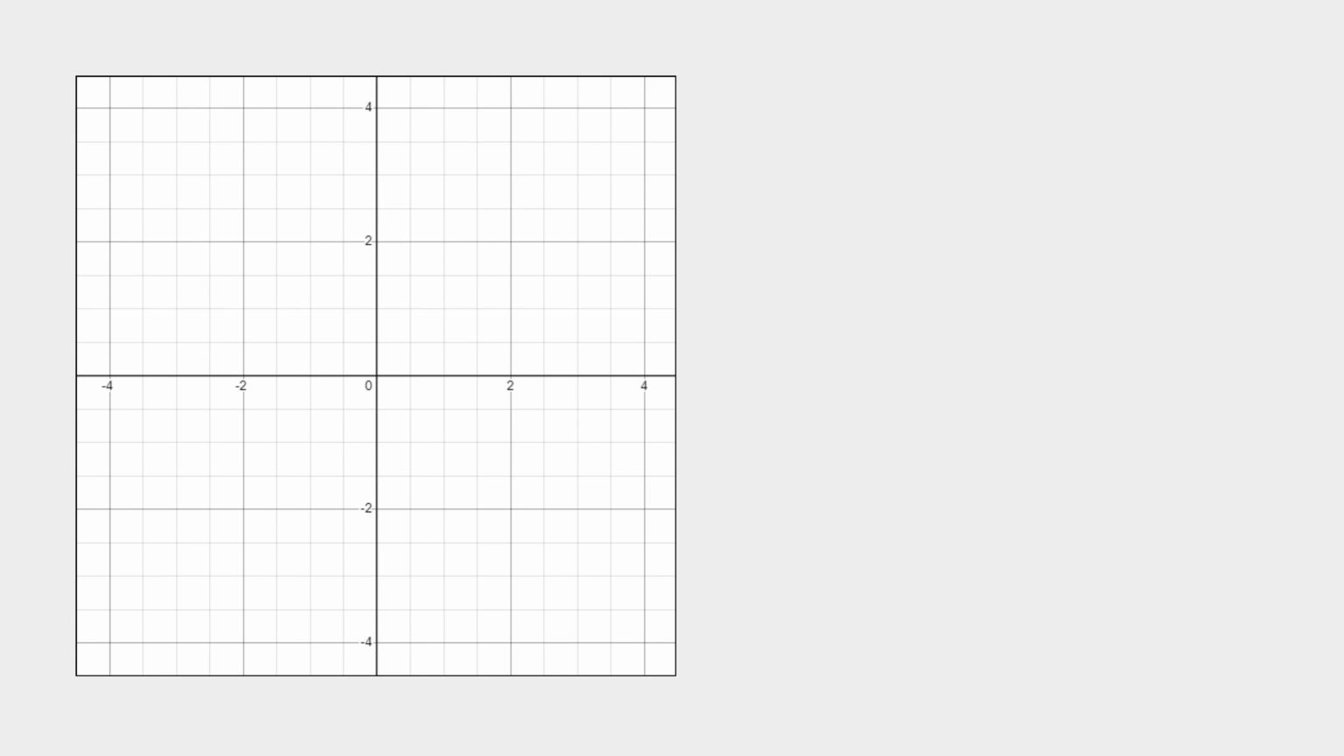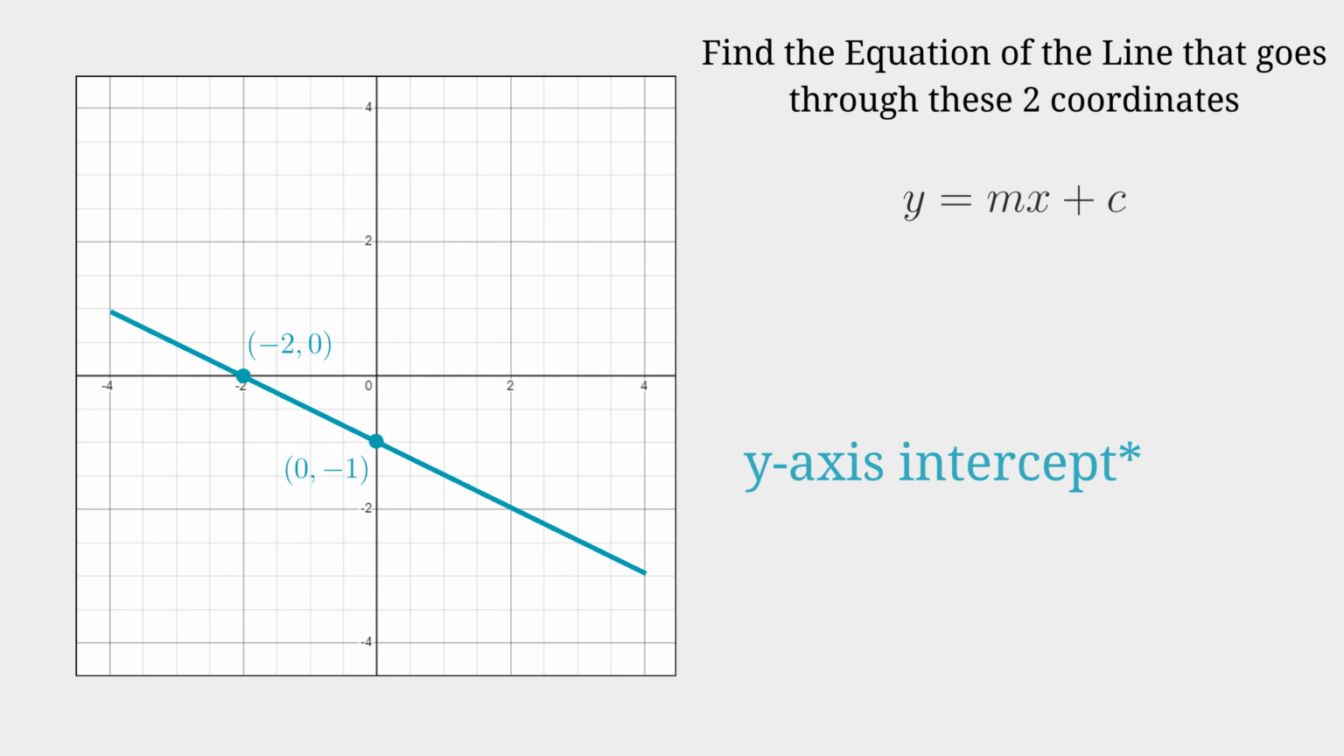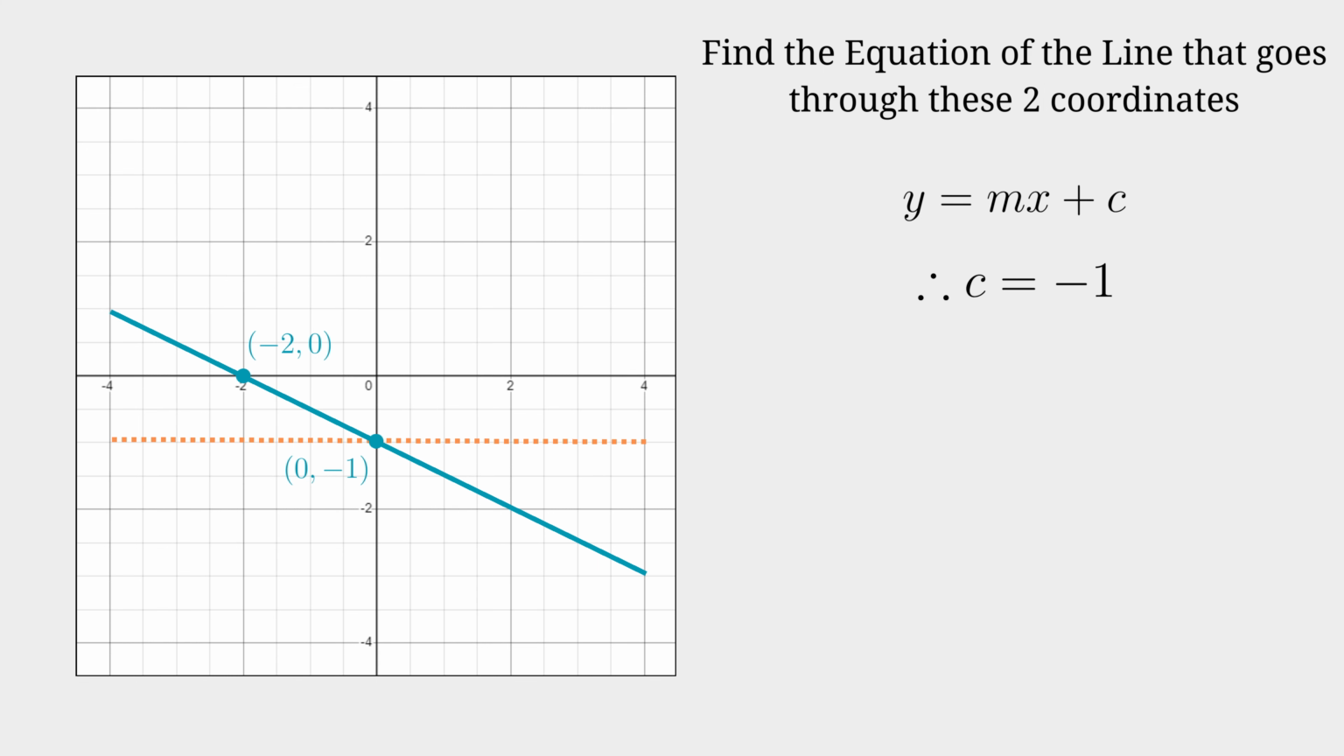The question: find the equation of the line that goes through these two coordinates. You can label these two coordinates as (-2, 0) and the other (0, -1). Since two coordinates joined together makes a straight line, we know that we can work with the equation y equals mx plus c. We have the y-axis intercept, which is -1, so our c will be -1. Now we just need to calculate the gradient m.